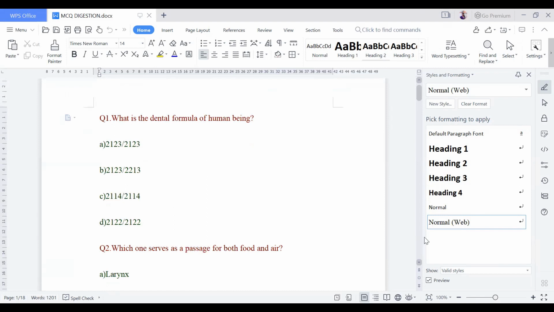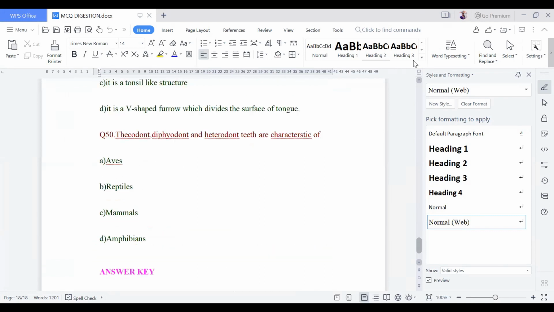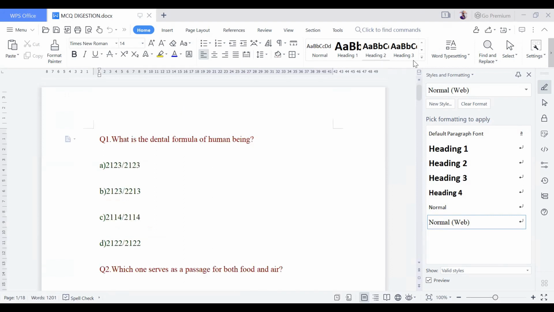Yes. What about others? Tasmia, option B. Janvi, option B. Dhairesh, option B. The correct answer is option B. So it should be actually 2123 by 2123. So the correct answer is option B.